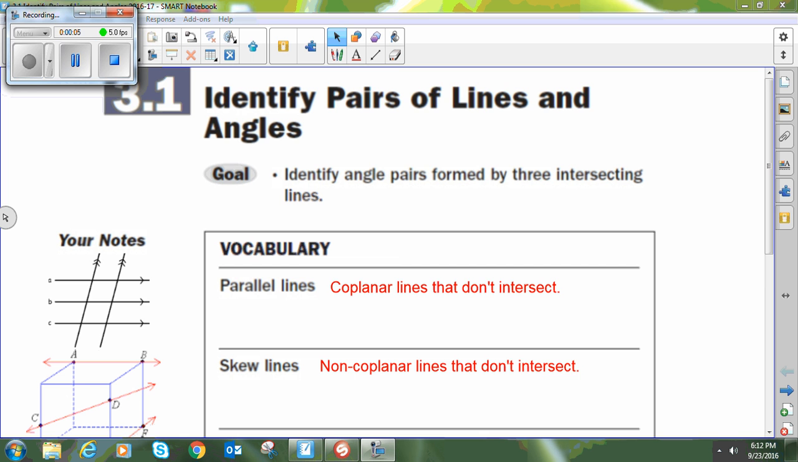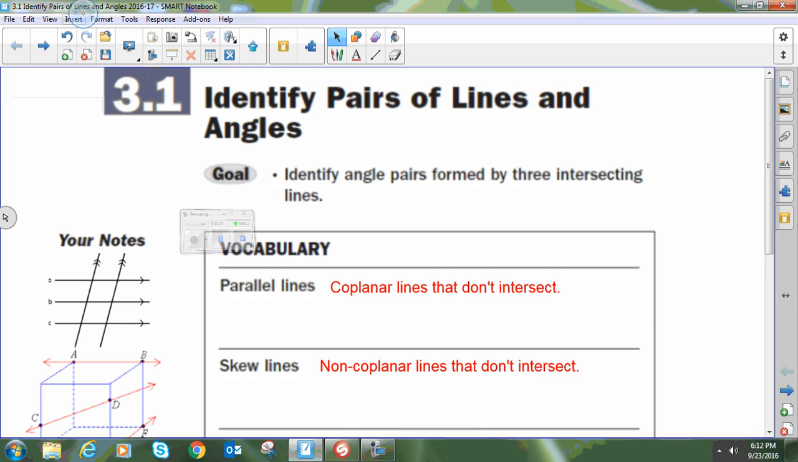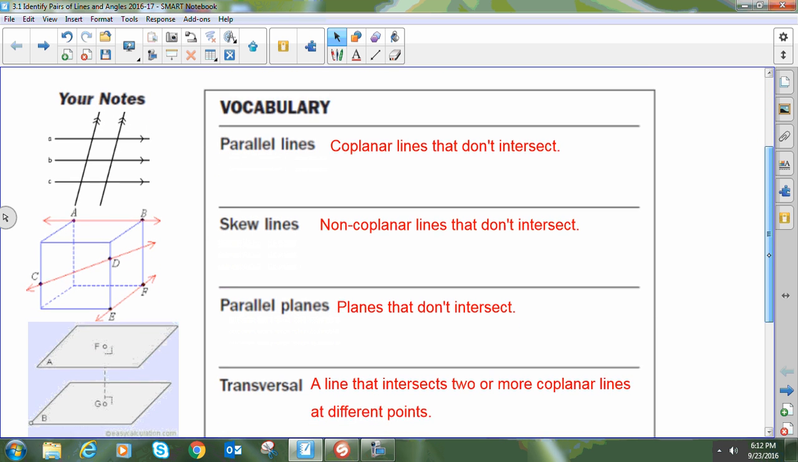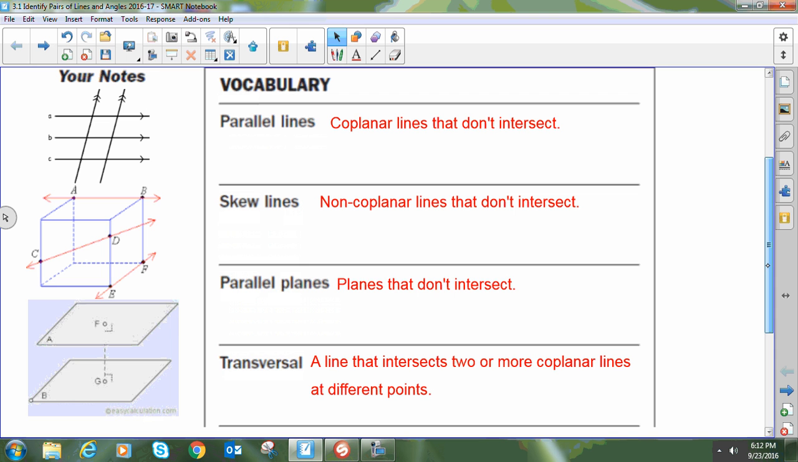What we're going to be discussing in today's lesson are two things. We're going to be identifying types of lines in figures, and we're also going to start identifying special types of angles in figures. So let me make sure that you can see all of the vocabulary terms here.